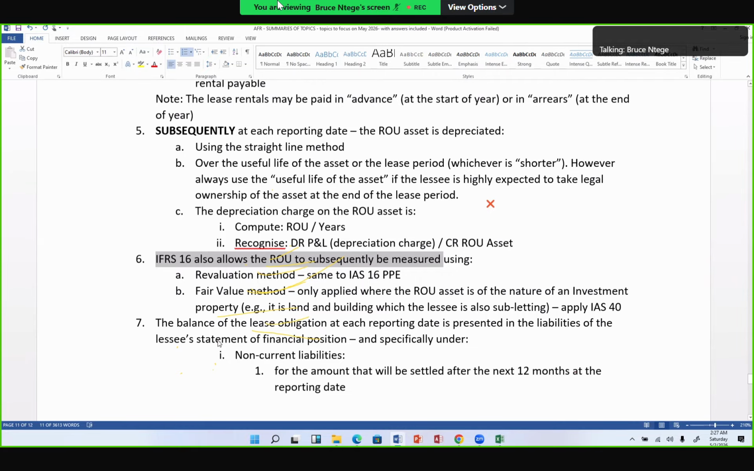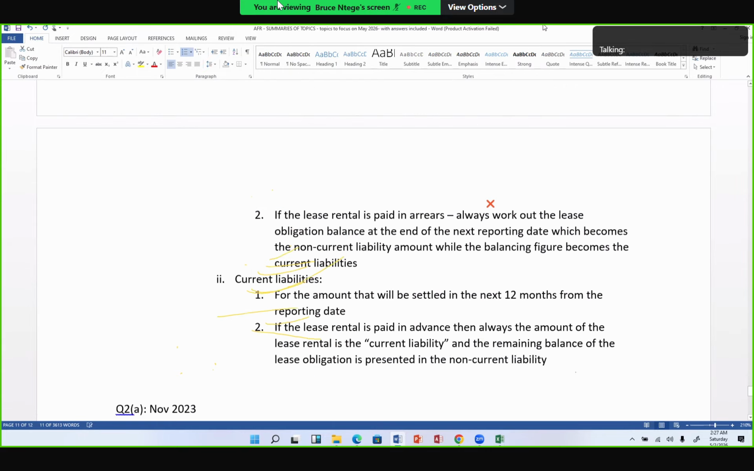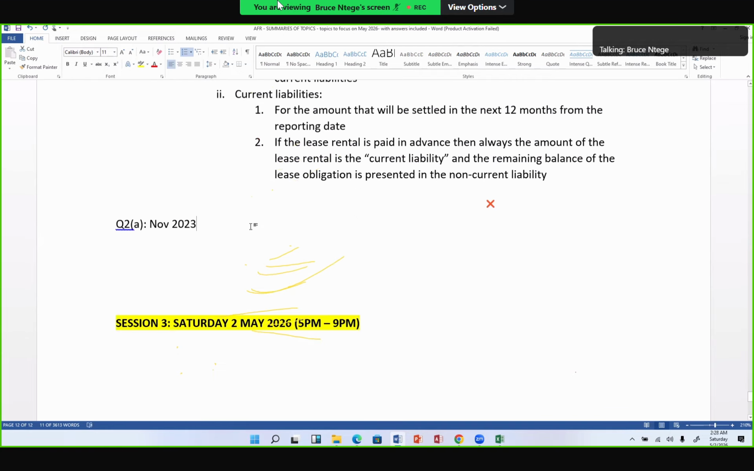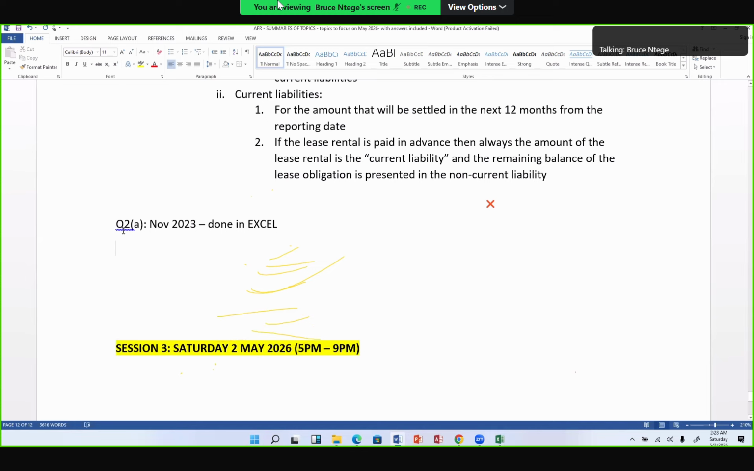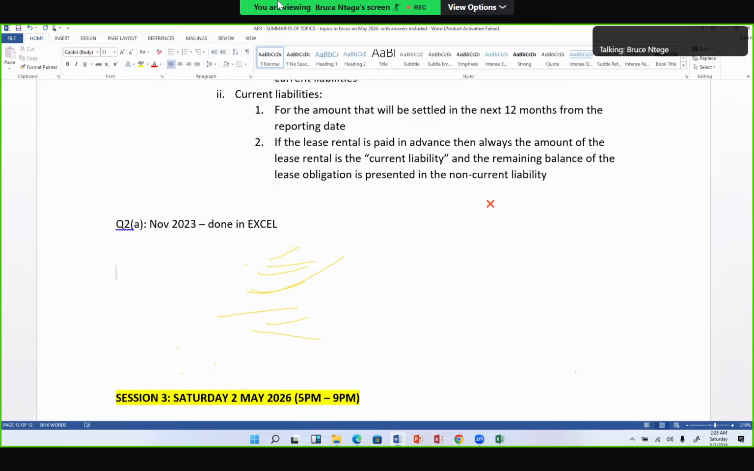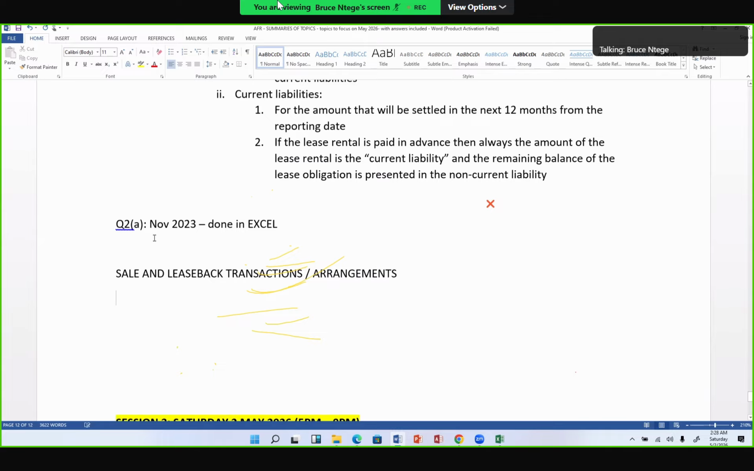Okay, so that we attempt a question there as well. So sale and leaseback. So this question here, I'll say this is done in Excel. I'll send the documents to ICPAR. I'll be sending that Excel I've used for the amortization and the unwinding and the depreciation. So now I want to look at sale and leaseback arrangements or transactions. Please, sale and leaseback arrangements or transactions purposely for your paper will actually be based on the lessee's side, not the lessor.